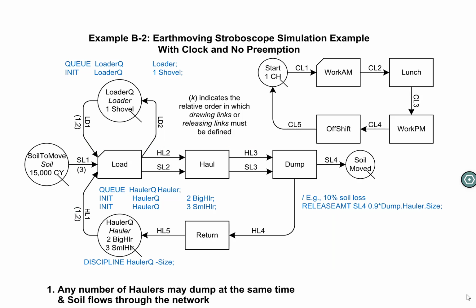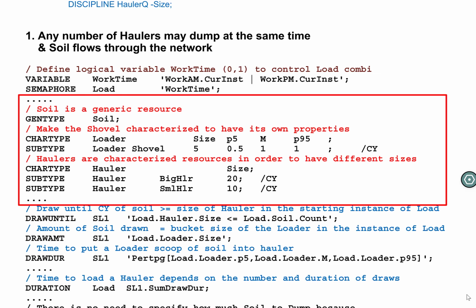In addition, this model has queues that hold characterized resources, such as a loader queue and hauler queue. Loader queue holds one loader, which in this case is a shovel. Hauler queue holds two kinds of resources, two big haulers and three small haulers. The definition of resources is shown here.